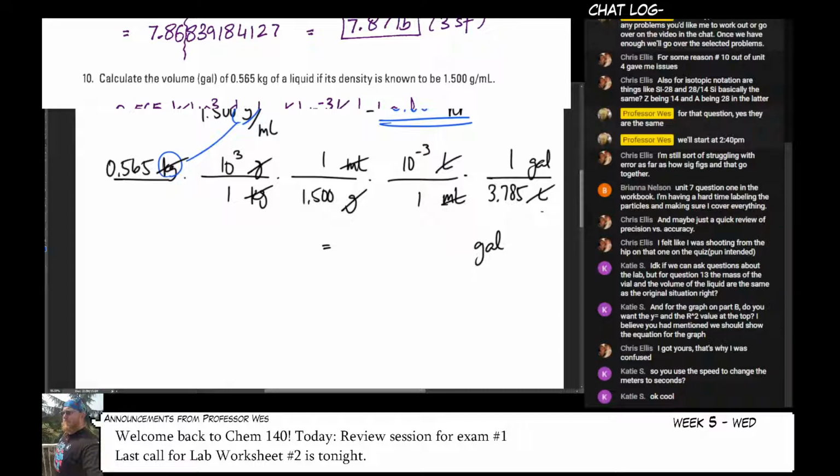Now, fun fact, if you see numbers like this, 10 to the 3 and 10 to the negative 3, and you're multiplying them together, 10 to the 3 and 10 to the negative 3 multiplied together gives you 1, because it gives you 10 to the 0. So you just cancel those out. You don't even have to put them in the calculator. So the only number I need to worry about is 0.565 divided by 1.500 times 3.785. And I got 0.0995. Which should have 3 sig figs based on that.